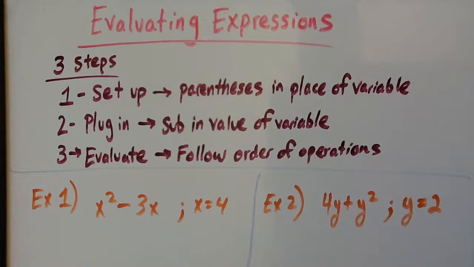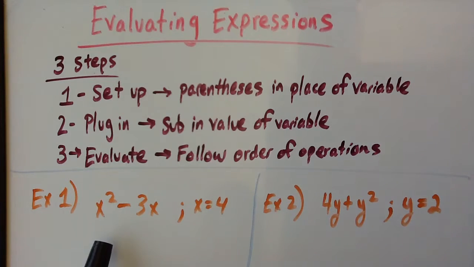When we evaluate an expression, we want to find the value of the expression given a certain value of the variable. To do that, let's follow these 3 steps. Number 1, let's set up. So set up the problem by putting parentheses in place of wherever the variable is at. Number 2, plug in. So substitute or sub in the value of the variable. And then number 3, evaluate by following the order of operations.